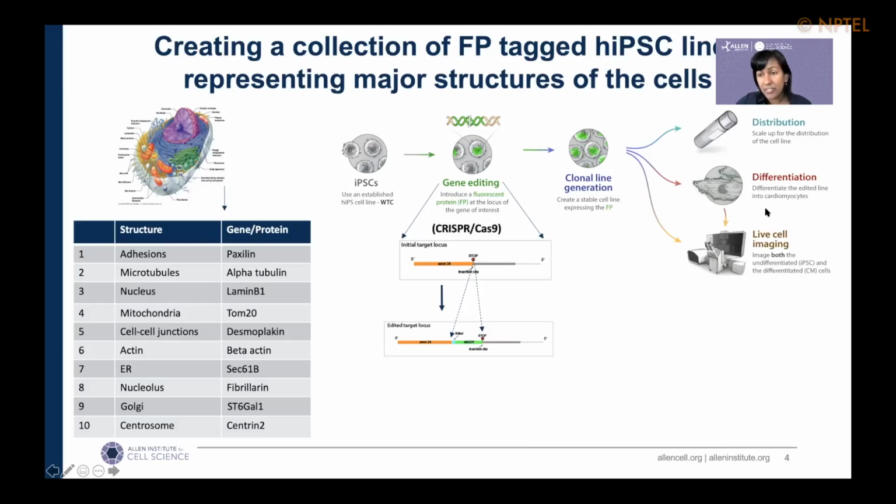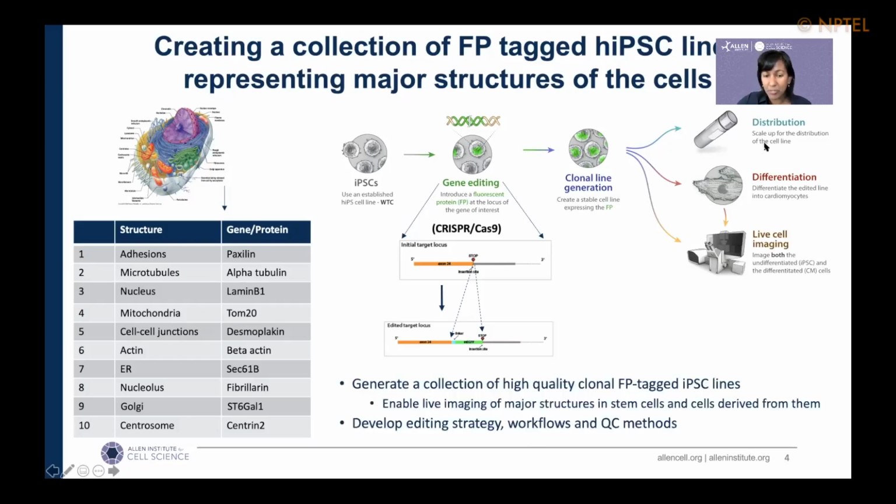But we also differentiate these cells into other cell types like the cardiac, heart cells, and we make it available to the community. So it took us a couple of years to figure out how to do this in a consistent way, to develop the editing strategy, the workflow, which I'll show you in a minute, and the quality control measures. So we know for each line, we are checking the right boxes in terms of the cells tolerating this gene edit and behaving as they should, as if they were not edited. So that we can do the live imaging for all the major structures of the cell, as well as the cells that we differentiate from these iPSCs.